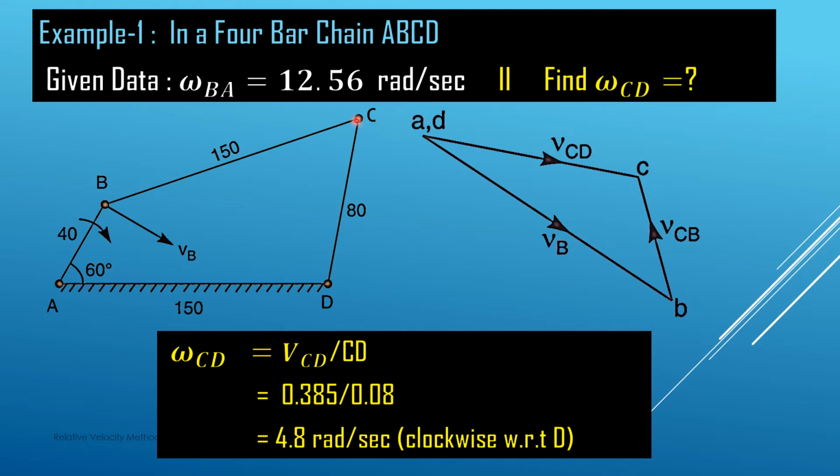If the velocity vector of the C point is in this direction, then the C point about this D point tries to rotate in the clockwise direction. So the value is 4.8 radian per second and the direction is clockwise. This way we find out the direction of the rotational speed of any link in a problem.